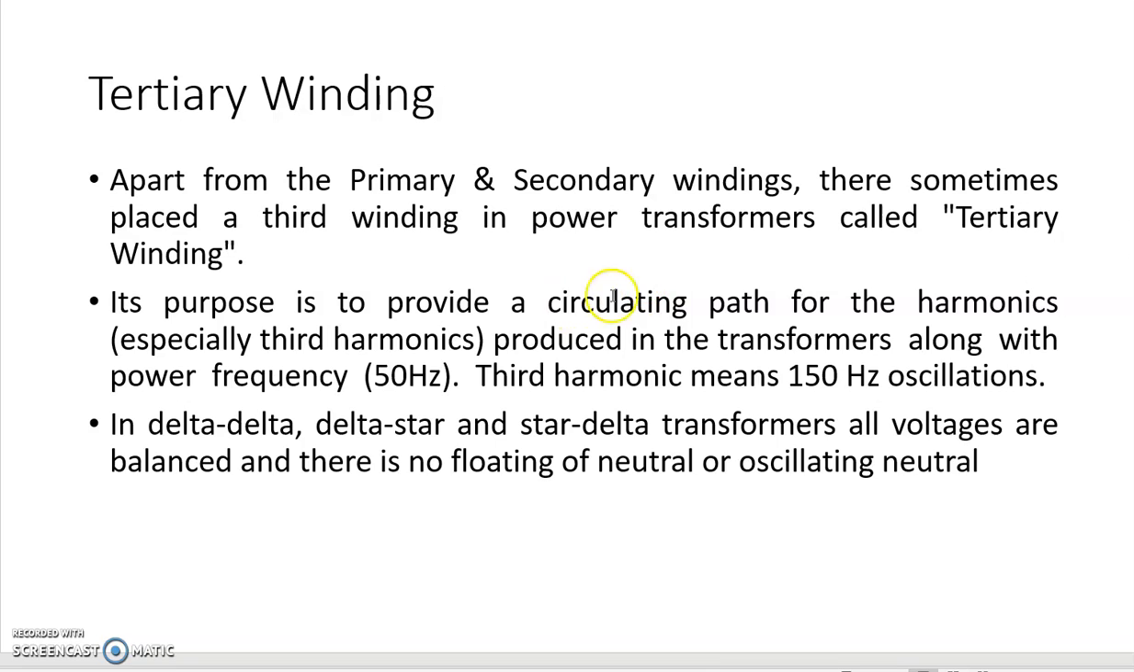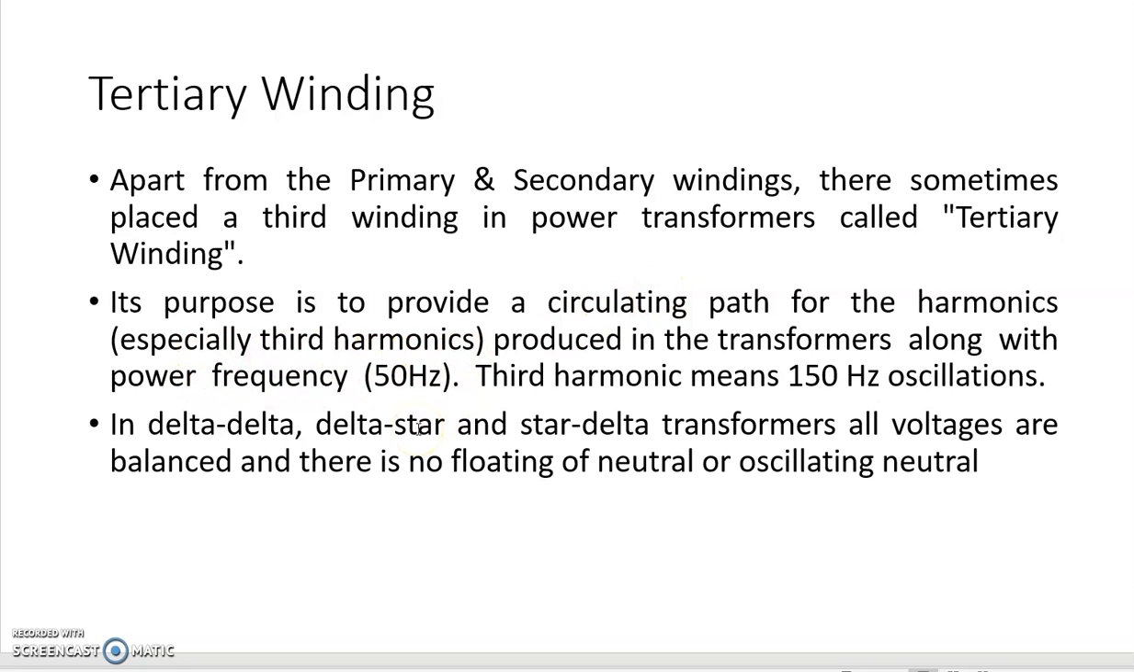Have you ever heard of this term, circulating? We have talked about the circulating current in single phase transformer. We have also derived the expression for the circulating current in single phase transformer. Right? That is IC. If you do not remember, go back, turn out your lecture notes and see there. Its purpose is to provide basically circulating path for the harmonics, especially third harmonics.